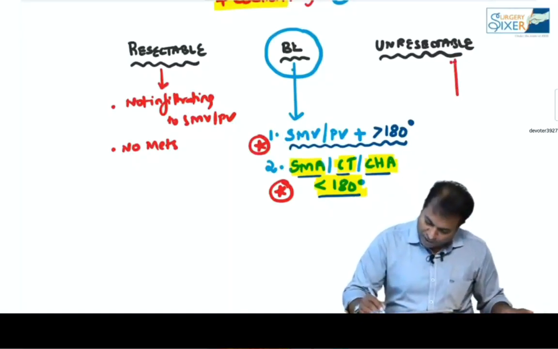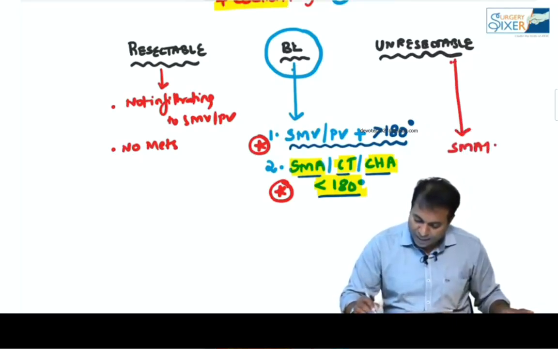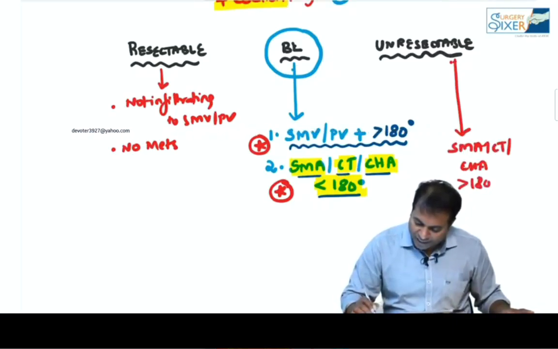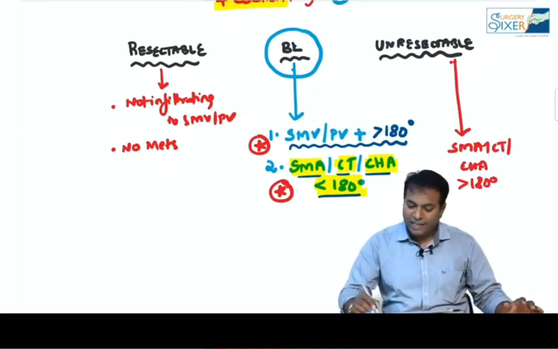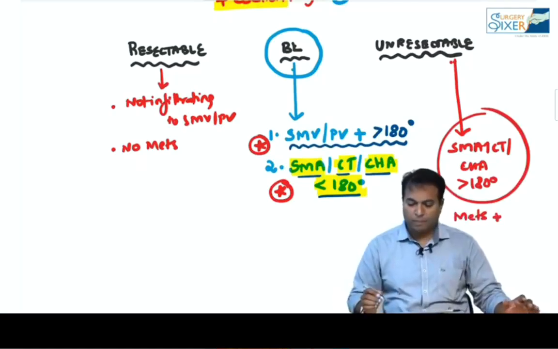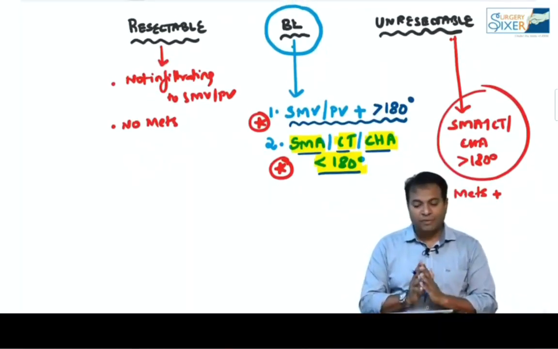So naturally you know what is unresectable. When the superior mesenteric artery, celiac trunk, or common hepatic artery is infiltrated more than 180 degrees, we cannot operate on them. Okay, when it is more than 180 degrees, we cannot operate. Please don't forget. And if there are mets present, they are inoperable. So please remember this classification based on the infiltration of surrounding structures.